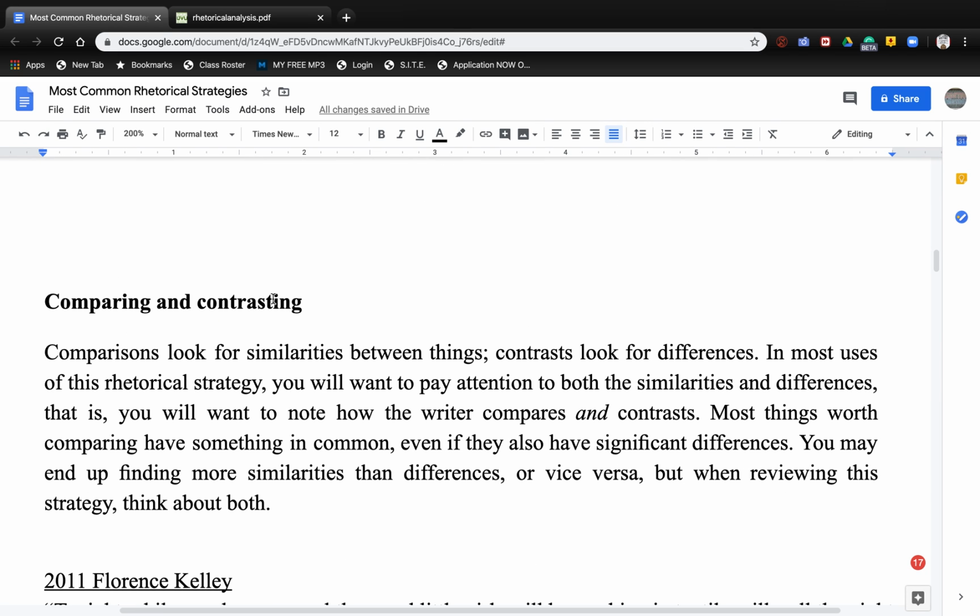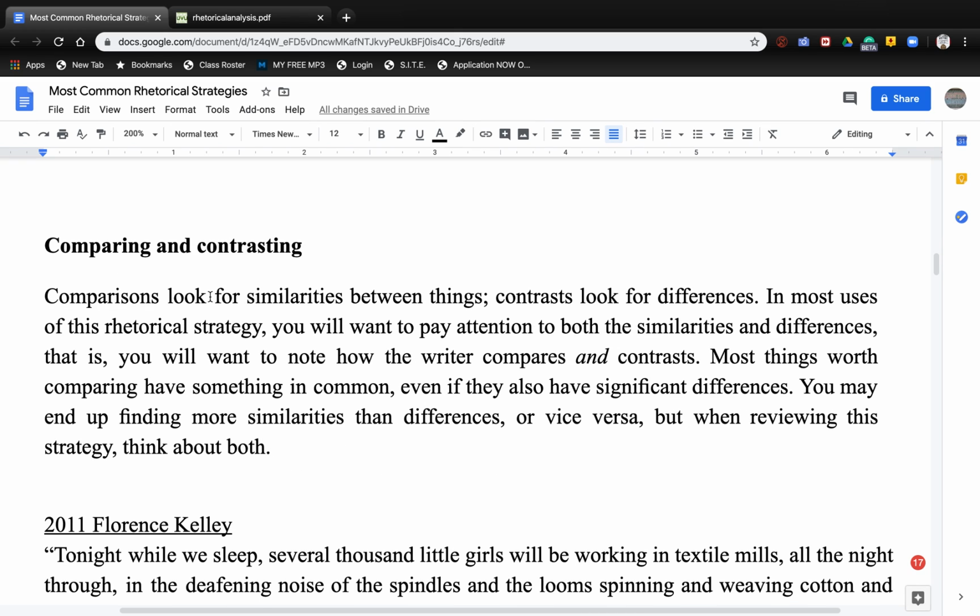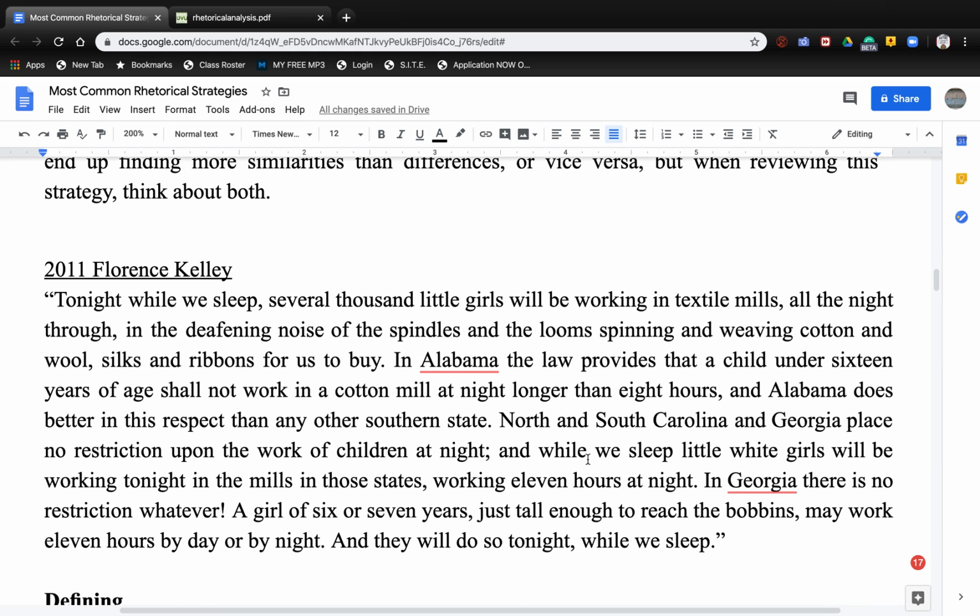This is comparing and contrasting. Here, the writer looks to establish similarities and differences between things. So, when looking at compare and contrast, you might want to look at the significance of these comparisons or contrasts, because at times they will be significant. So, back to Florence Kelly, 2011.